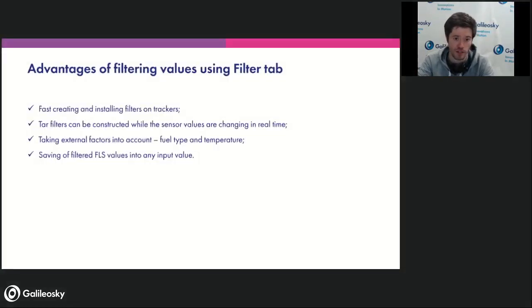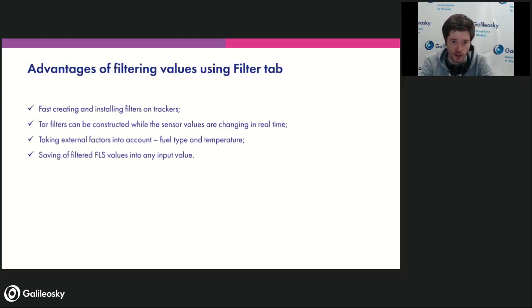The basic advantage of using the filters tab is that it's pretty fast to create and to install on the tracker, so you don't need to do that on some remote server, and you can actually even be without internet. You can have a laptop, a tracker connected to the vehicle, and a fuel level sensor, and you can set up the work of this fuel level sensor right on the object. So that's actually the second advantage, that it can be constructed while the sensor values are changing in real time.